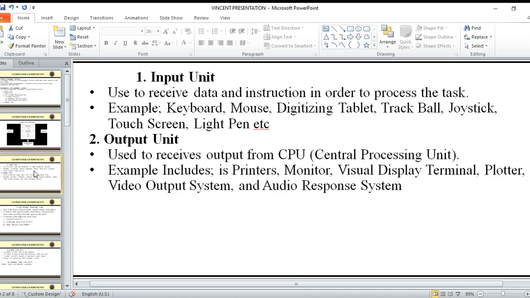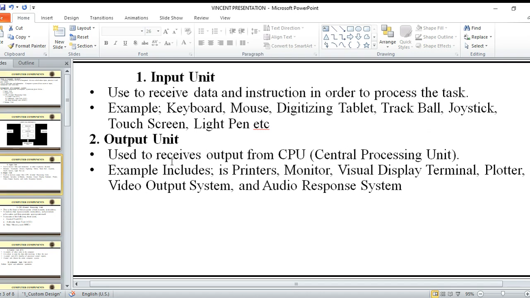So the input unit, what is the function of this input unit? So computer has to receive data, or rather the instruction and data, through use of input devices. And these input devices include keyboard, mouse, track balls. We also have joysticks and others.